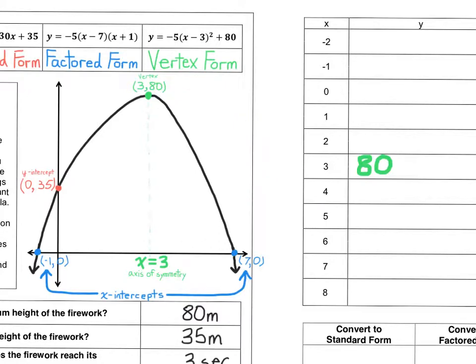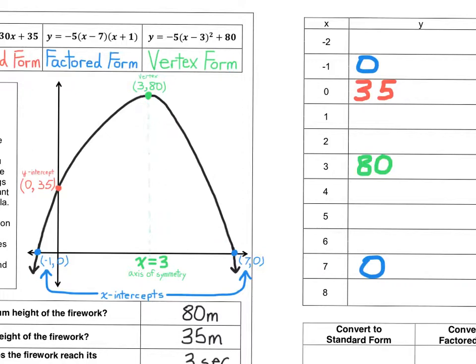We also know the y-intercept occurs when x is 0 and y is 35. The first x-intercept occurs when x is -1 and y is 0. The second x-intercept occurs when x is 7 and y is 0.